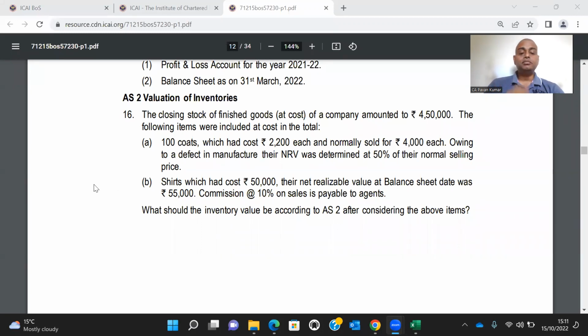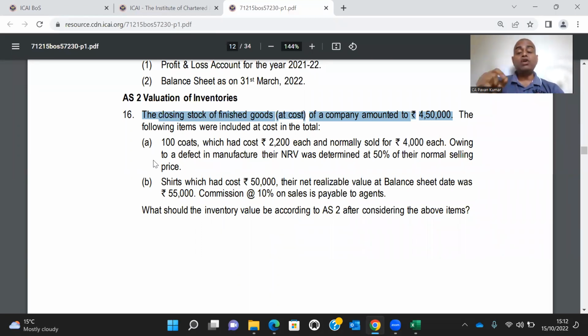Okay, read this. AS2 valuation of inventories. The closing stock of finished goods at cost of a company amounted to 4,50,000. Hold on. Tell me, is this correct? Is the company correct in valuing their inventory at cost? Guys, tell me in the chat box, is the company following a correct accounting policy? They are valuing their inventory of finished goods at cost. Is it right? Everybody is saying no. Excellent.